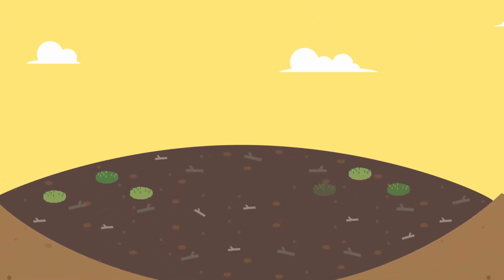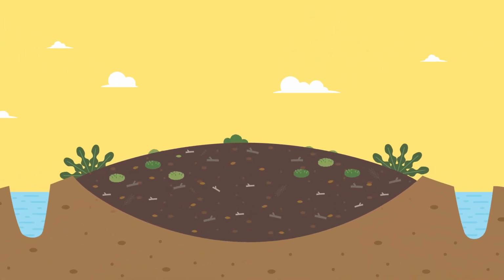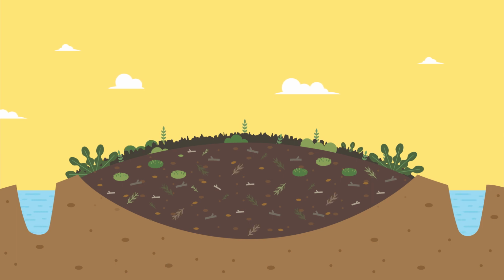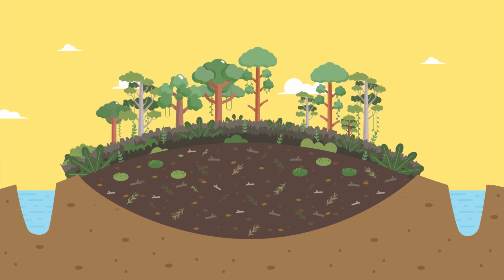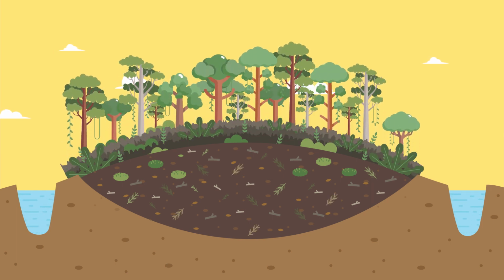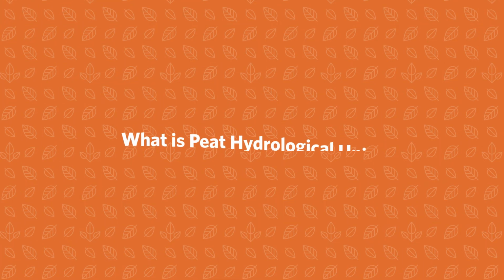Peatland is unique and different from most types of land. And if we talk about peatland ecosystems, it is also important to know about the Peat Hydrological Unit. What is Peat Hydrological Unit?